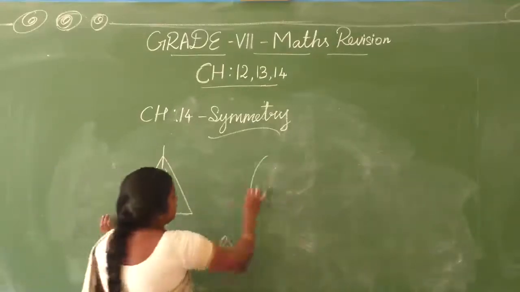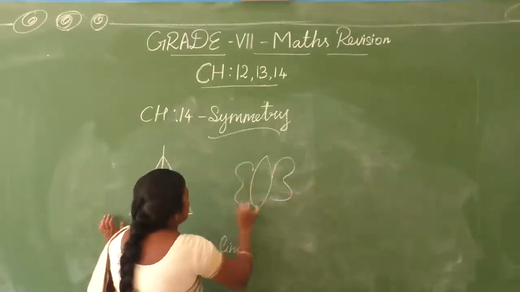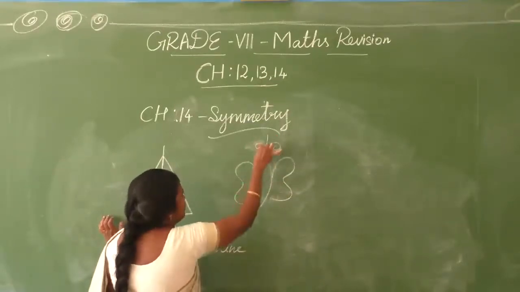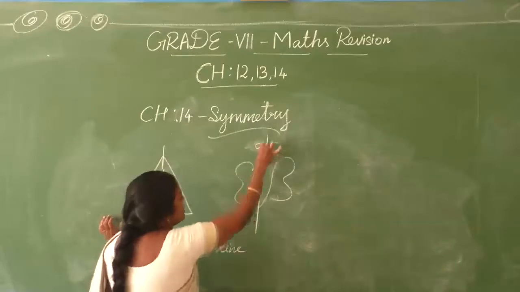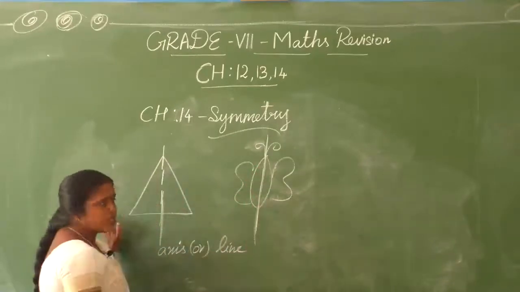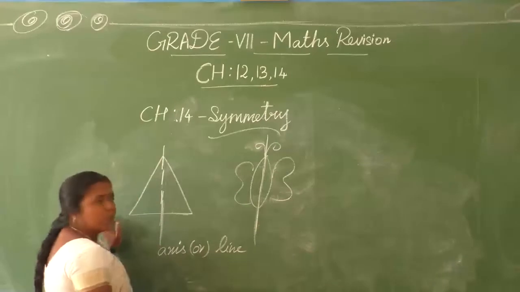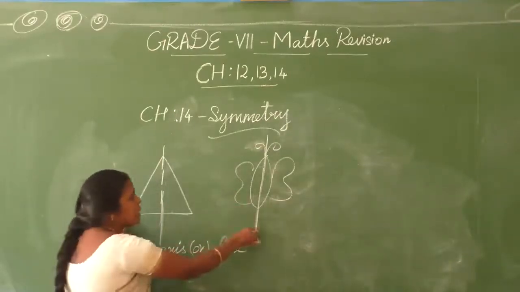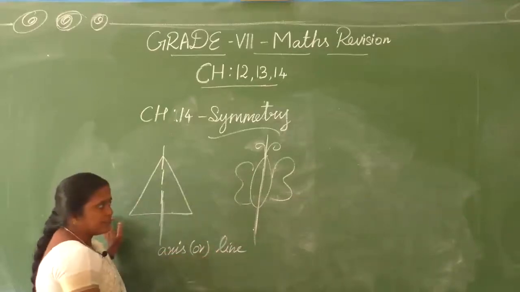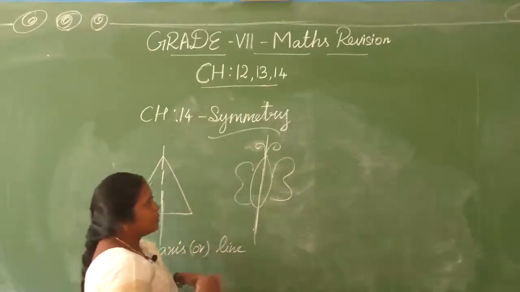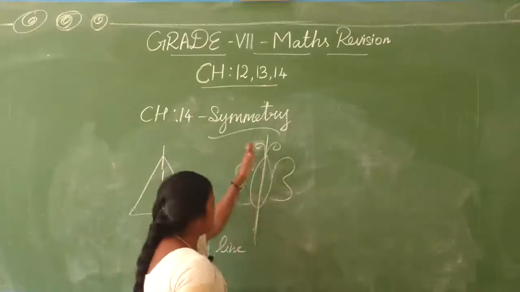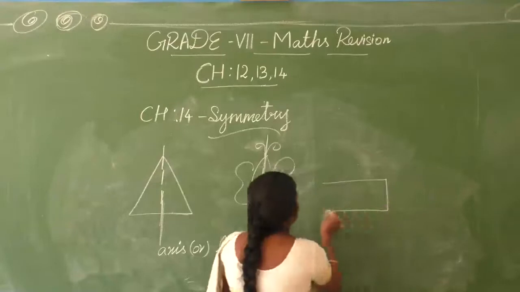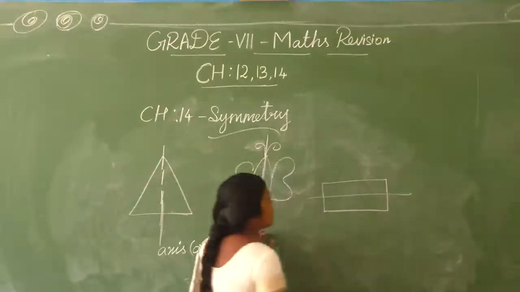For example, see, here this line is cutting the figure into two halves such that both are matching with the other. That means the figure is a symmetrical figure. That line is called a line of symmetry or axis of symmetry. That line can be made in different ways. This is now in standing position, so it is called a vertical line. Horizontal also comes. This is a horizontal line of symmetry.